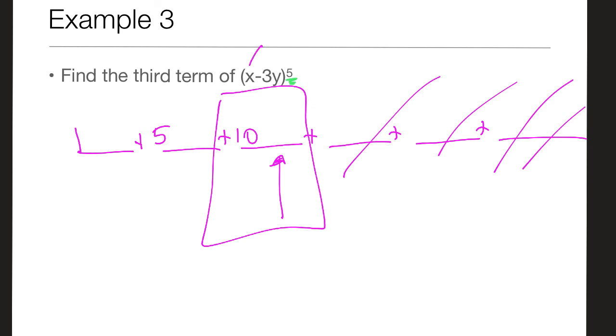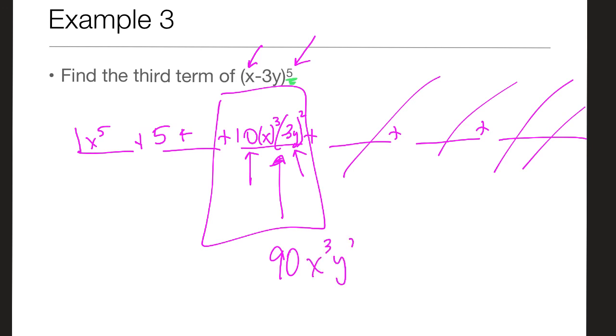Okay, next, I know I need to have something dealing with x's. This one's going to be x to the 5th. That makes this one to the 4th. That makes this one x to the 3rd. All right, and then I also need a negative 3y in here, and I know that it's going to have to be raised to the second power, because no matter which term I'm in, it has to add up to be 5. Okay, so now if I simplify this, let's see, I have 10 and negative 3 squared is 9, so I get 90 x to the third y squared.